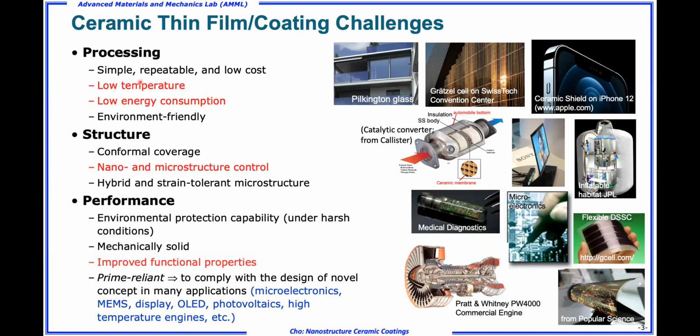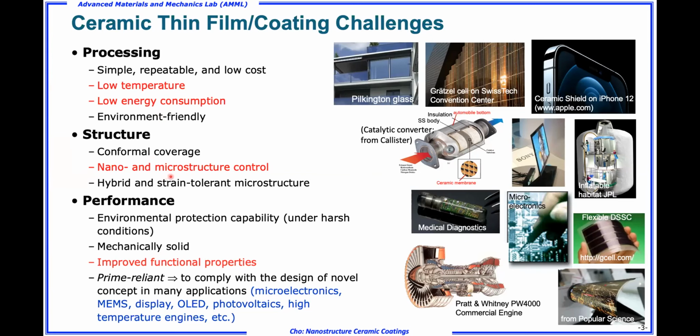So processing-wise, a simple, repeatable and low-cost process would be very desirable, specifically low temperature and low energy consumption to minimize the manufacturing cost. And also these days, environmentally friendly processing can be critical. And structure-wise, in order to be successful with a coating application, it requires some conformal coverage on the surface, because most applications may not have a flat surface, but a more complicated surface structure. So this conformal coating capacity is actually important. And also we need to have control of the microstructure to generate the desirable property.